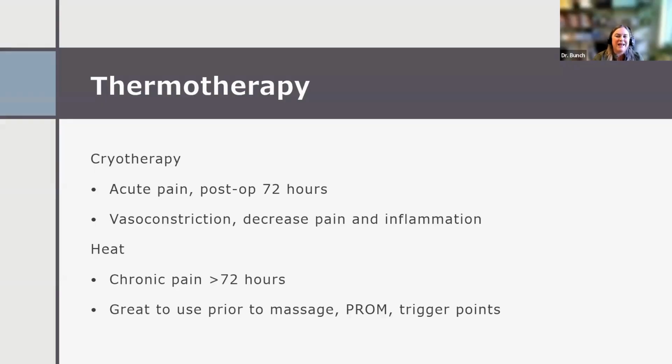And then once we're past that acute stage, sometimes heat can help us more. So, especially for chronic pain, or if we've got really tight tissues and we're trying to do some passive range of motion and they're really tense, you heat that tissue up first, massage and then stretch and do range of motion. So great to use before massage, passive range of motion, or over maybe massaging some trigger points.